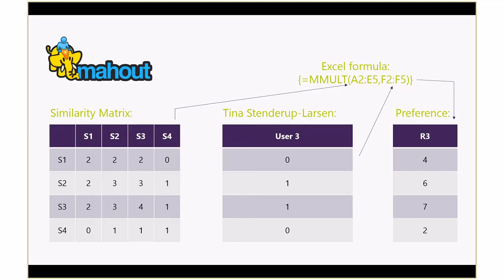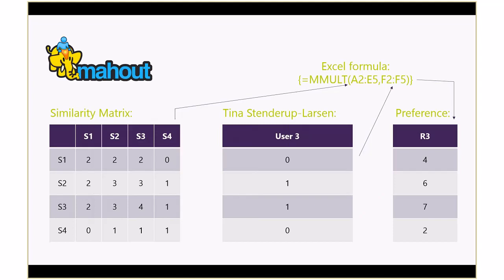And in Excel, you can actually do it by this simple formula. And the result would be this preference vector, where you get a score for each song, and that score will tell us how much we think she's going to like that song. So the song that scored the highest was song 3, so we think that's going to be the song she'll like the most. But she already listened to that, so we'll rule that out.